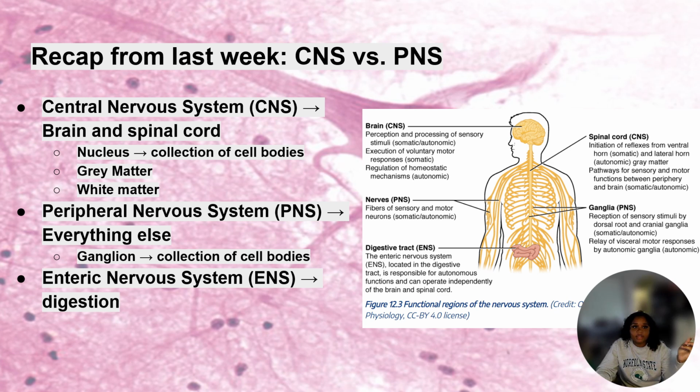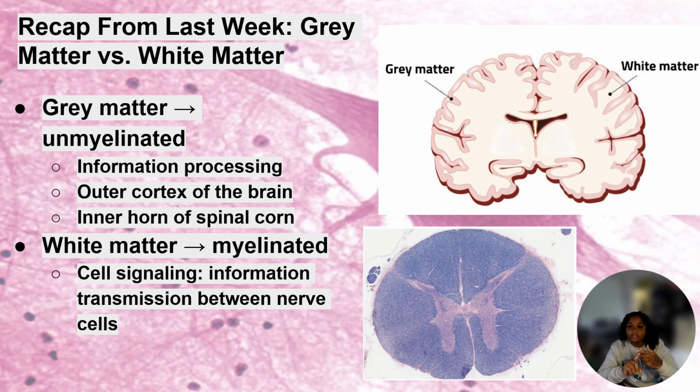And to get into that, remember that our gray matter is unmyelinated, and it's used for information processing. And for the brain specifically, that's the outer cortex of the brain. So right here, see the gray matter is the outer ridges, whereas the white matter is on the inside of the brain. So gray matter is information processing, it's unmyelinated. When I say myelinated, that's your white matter because it's a lipid fatty layer for communication. So it's for cell signaling for the neurons.